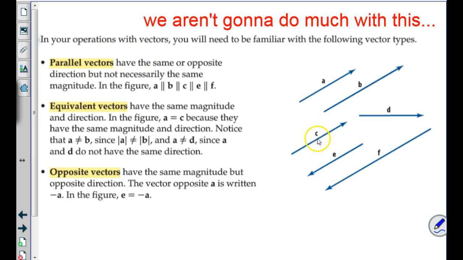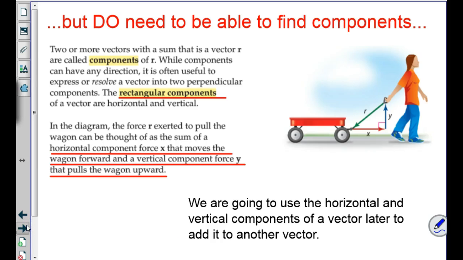Okay, A and C are also parallel, but yeah, good enough. We're not going to talk much about that. But we do need to be able to find components, okay? 2 or more vectors with a sum that is vector R are called the components of R.